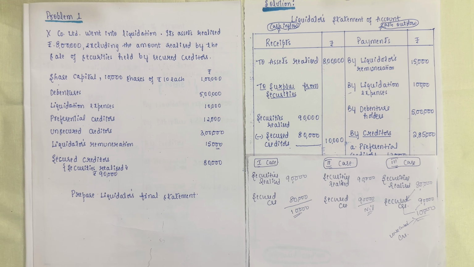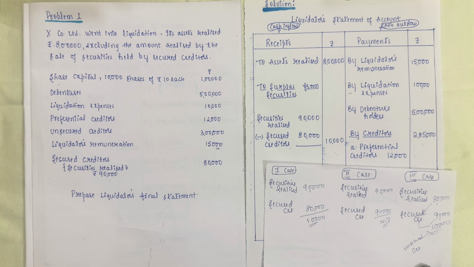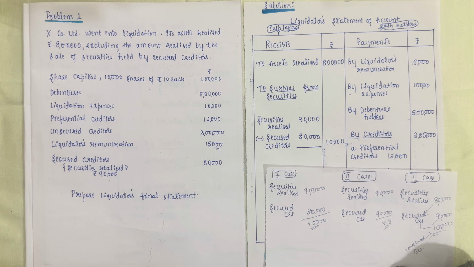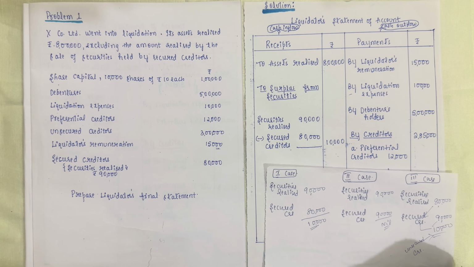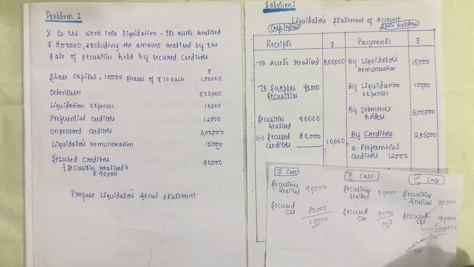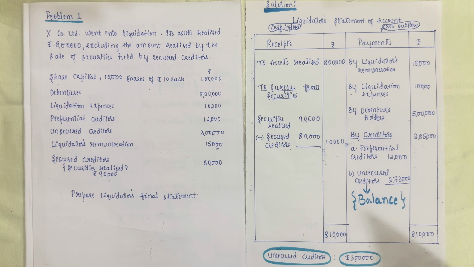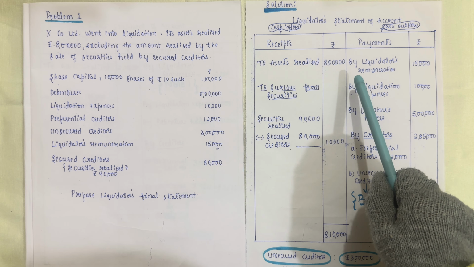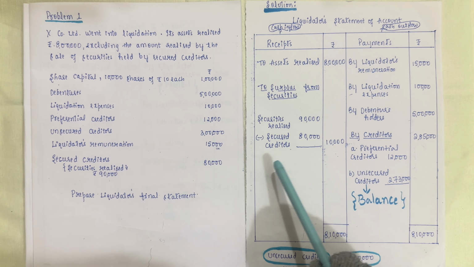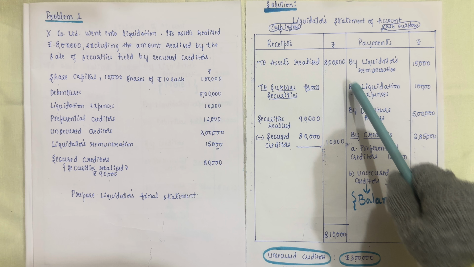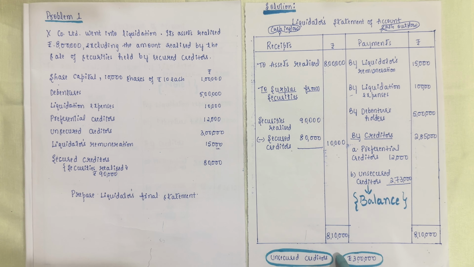Unsecured creditors. This is about the three different cases that we can come across with respect to security realized and secured creditors. So we should be careful about this. Now on the receipt side, nothing else is there if you observe the problem. One is assets realized 8 lakh and surplus from securities 10,000. When you add both of these, we get 8 lakh 10,000.